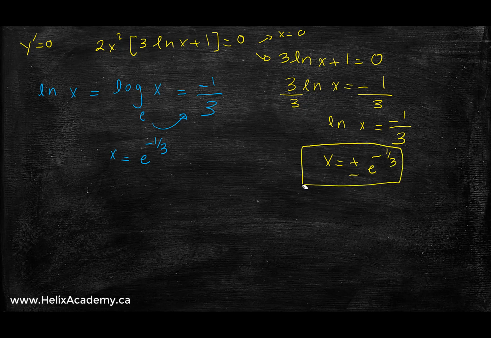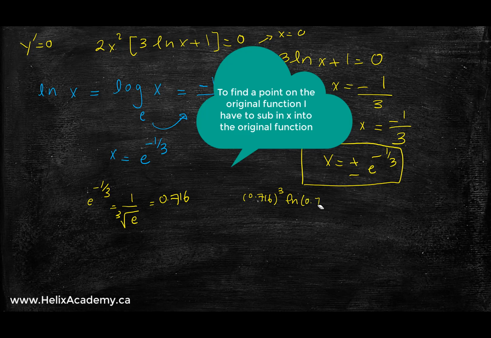Okay, now I'd like to actually find out what these points mean. So if I punch e to the -1/3 into my calculator, it's pretty much 1 over the cube root of e, and that's equal to 0.716. If I plug that back into my function and have 0.716 to the power of 3 ln of 0.716 to the power of 2, I will get -2.45.